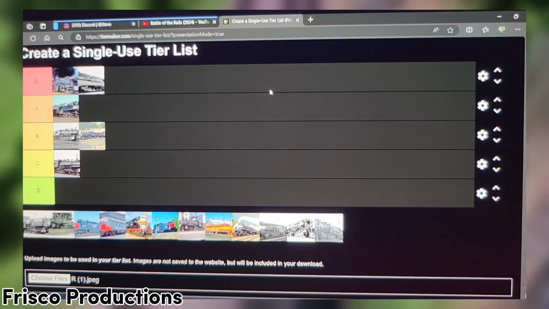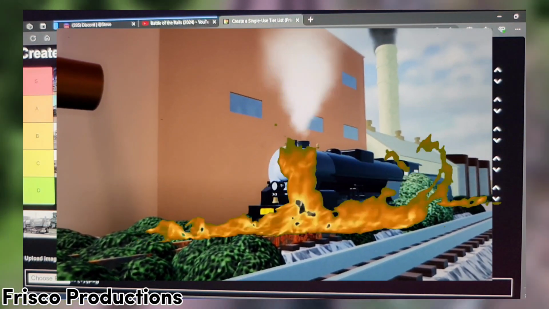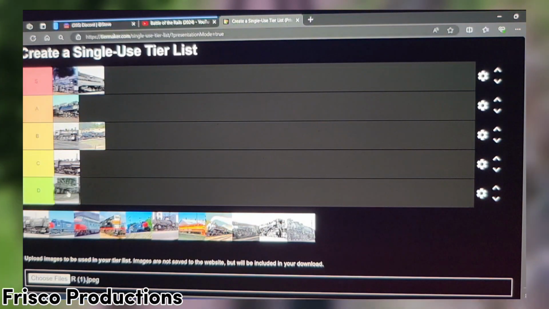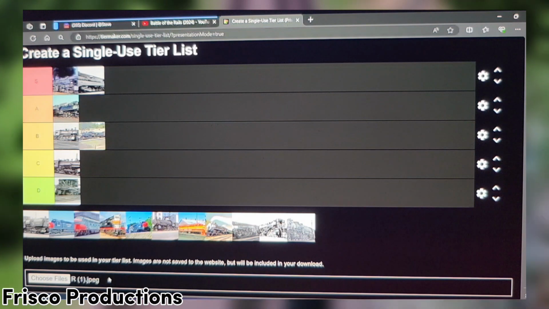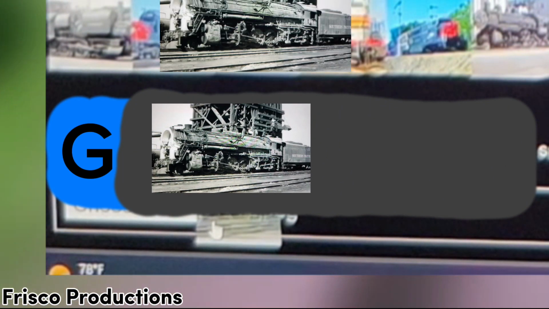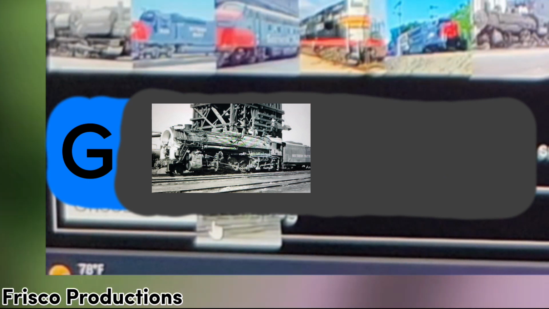Next we got the Boston and Maine Berkshires. Oh boy. F tier at once. No, we're putting them in their own special tier. What comes after F? G. We're putting them in G tier. We're giving it its own special tier. That's how bad it is. The garbage tier. Isn't that just wonderful? Exactly.